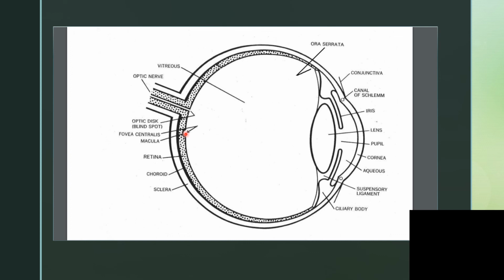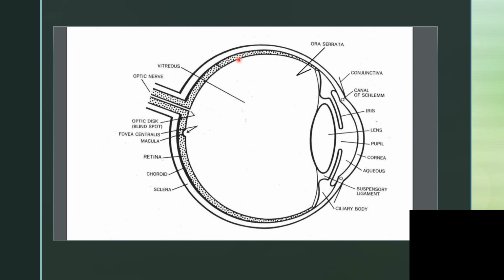Then we have the retina, which is this dotted portion here. The retina is the inner lining of the back chamber of the eye. It contains photoreceptors, which are rods and cones, and it receives light rays that enter the eye through the pupil and then converts the light rays into electrical impulses to then be delivered via the optic nerve.